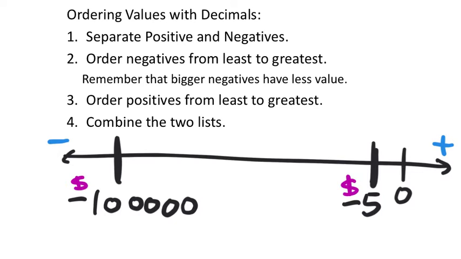And then when you order your positives from least to greatest, you compare these one place value at a time, which we will show. And then you combine the two lists.